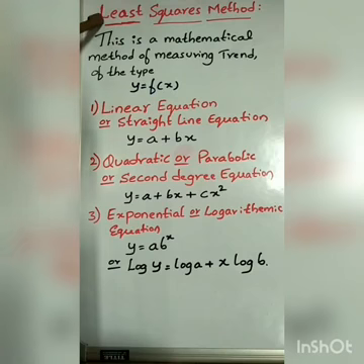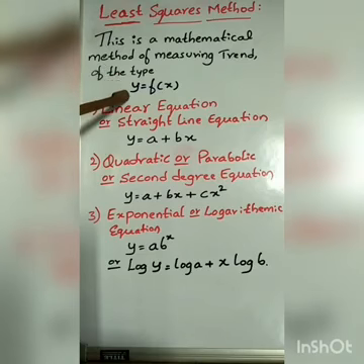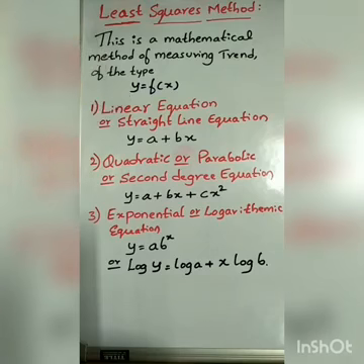Least squares method. This one is a mathematical method of measuring trend, which is of the type y is equal to f of x. All the 3 previous methods were not completely mathematical. They were partially mathematical. First one, graphical method, at least it was not at all a mathematical one. All the given values we used to plot on the graph and one imaginary trend line we used to observe.